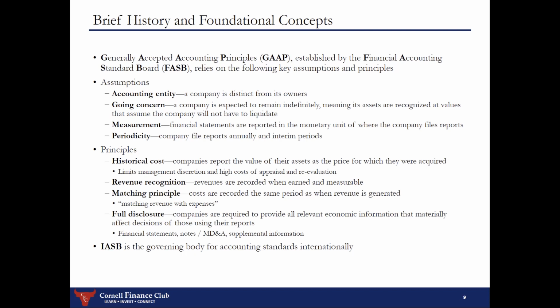So in terms of some principles, historical cost: companies report the value of their assets as the price for which they were acquired. So for example, if I buy a bunch of hot dog buns for 10 cents each today, and the value of that increases to 25 cents each, it still is on my balance sheet as 10 cents a pop, because everything's recorded at historical cost.